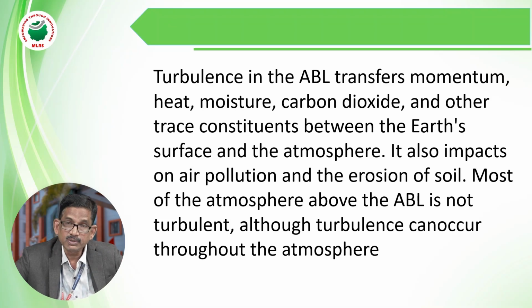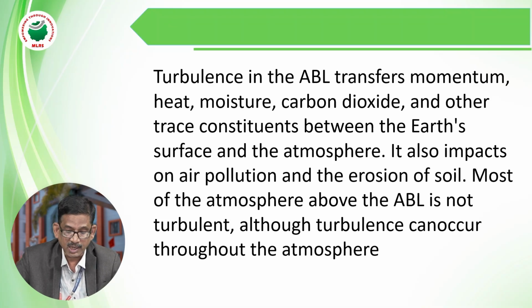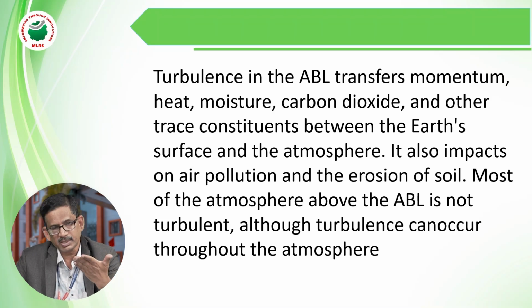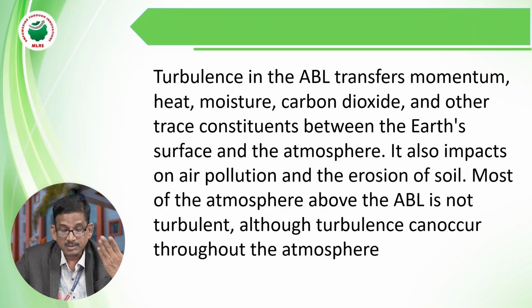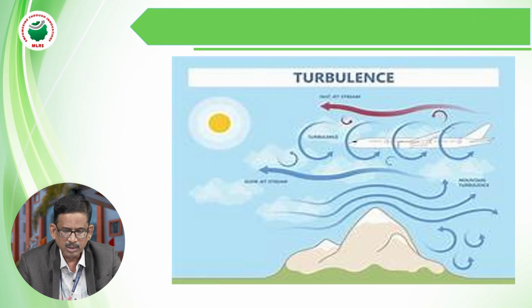Most of the atmosphere above the atmospheric boundary layer is not turbulent, although turbulence can occur throughout the atmosphere. What is the meaning of this sentence? Most of the atmosphere above the atmospheric boundary layer is not turbulent. Turbulence means momentum, heat, moisture, carbon dioxide (CO2) and other trace constituents are all combined and grouped in turbulence itself. So turbulence can occur throughout the atmosphere. This is the schematic diagram of the turbulence.